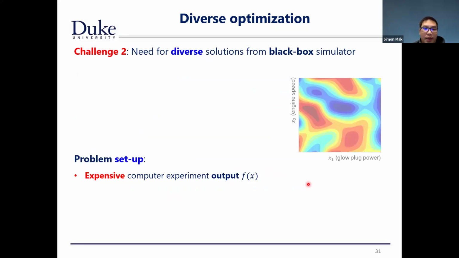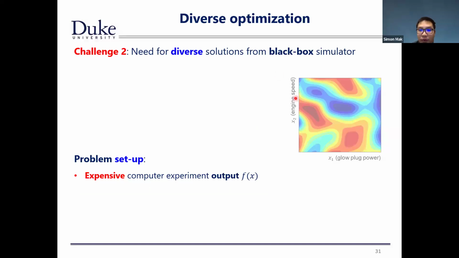Okay, so let's set this up mathematically. Again, we have this really expensive simulator f of x. We're not going to consider noise here; we're going to think about this as a separate problem. And let's think about this from our UAV application, where we have x1, glow plug power, and x2, which is engine speed.